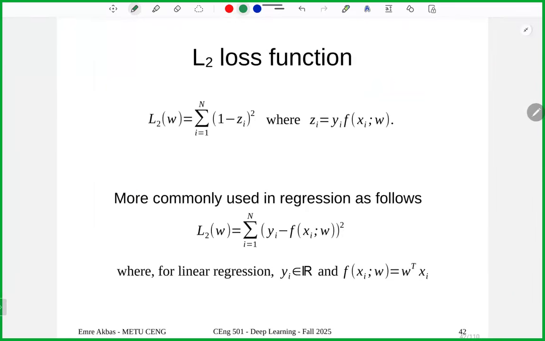Let's look at L2 loss. Again, using the z formulation, it's 1 minus zi, because when the model makes a correct prediction, it returns 1, right? And when it returns 1 here, you get 0 loss. Otherwise, you get some loss. And again, if we plot loss versus z, you will get something like this, right?